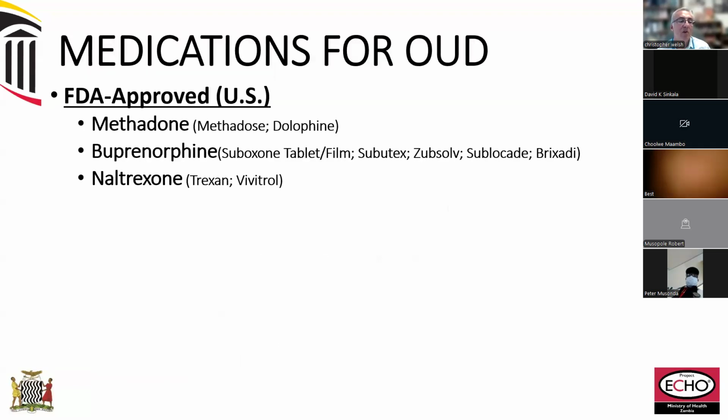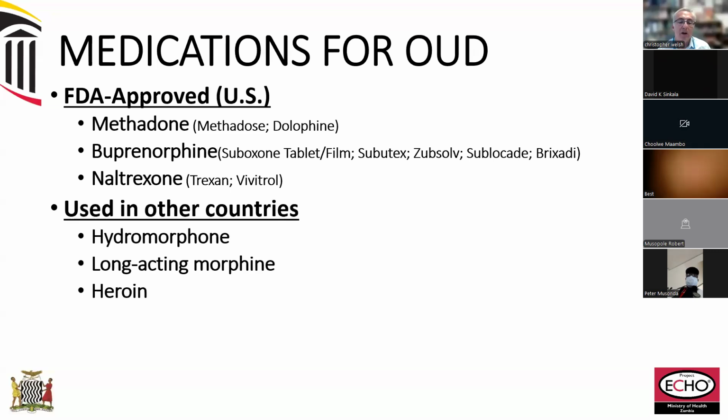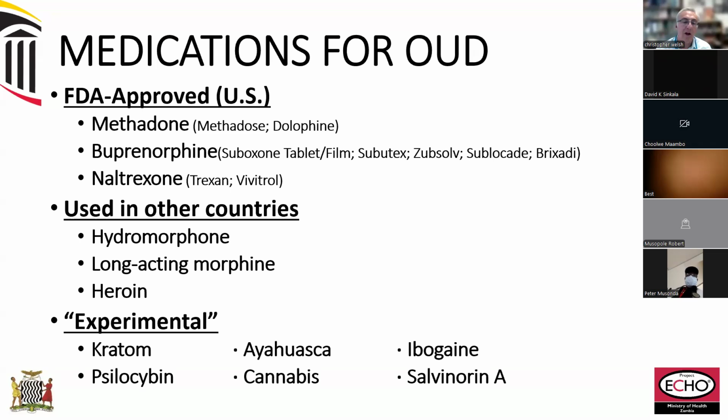So real quickly, we'll just go through, and I'm reading through the guidelines from Zambia about the medications. It looks like the plan is to have all three. I just have up there the three that are FDA approved in the US: methadone, buprenorphine, naltrexone. We'll talk more about all of those, but methadone is what we're really going to focus on. That's the primary medication now in Zambia. I think buprenorphine and naltrexone are going to be available.